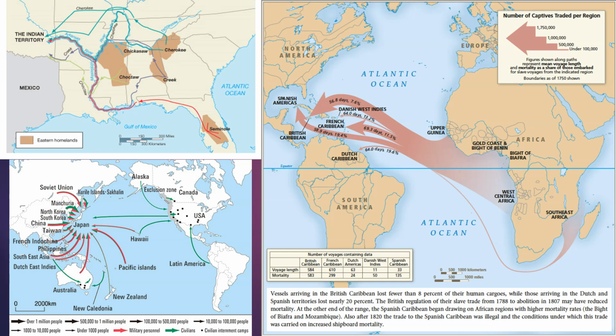Okay, some examples that we talked about in class. The upper left-hand corner there you can see Indian removal under Andrew Jackson. On the right-hand side, the larger map, you can see the forced migration of Africans to work on plantations in mines and in the fields in the New World, in the Americas.